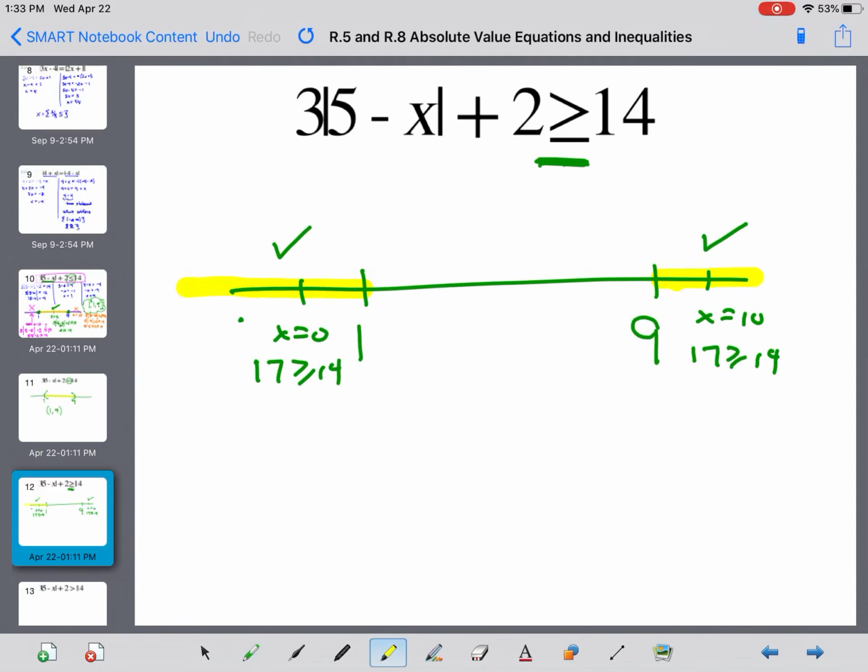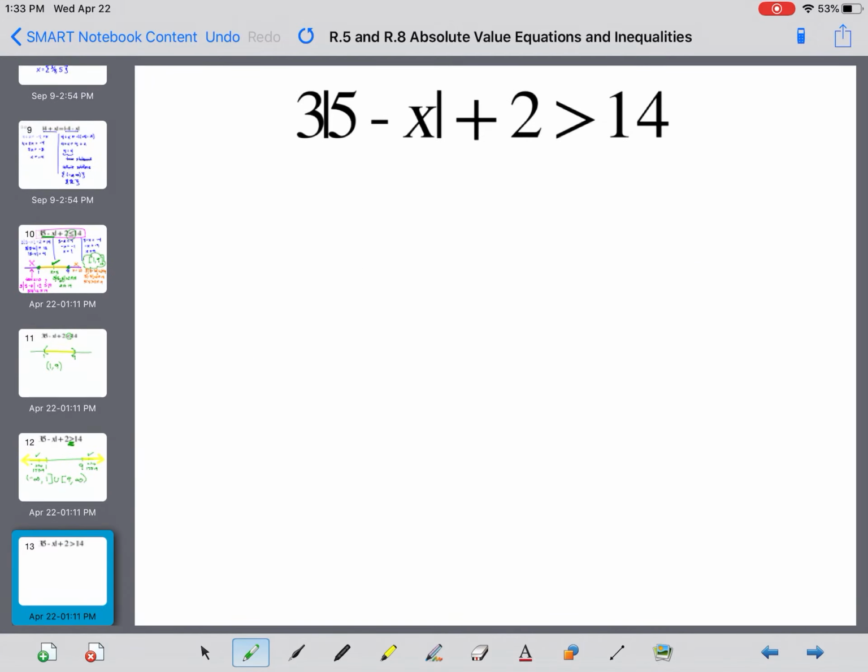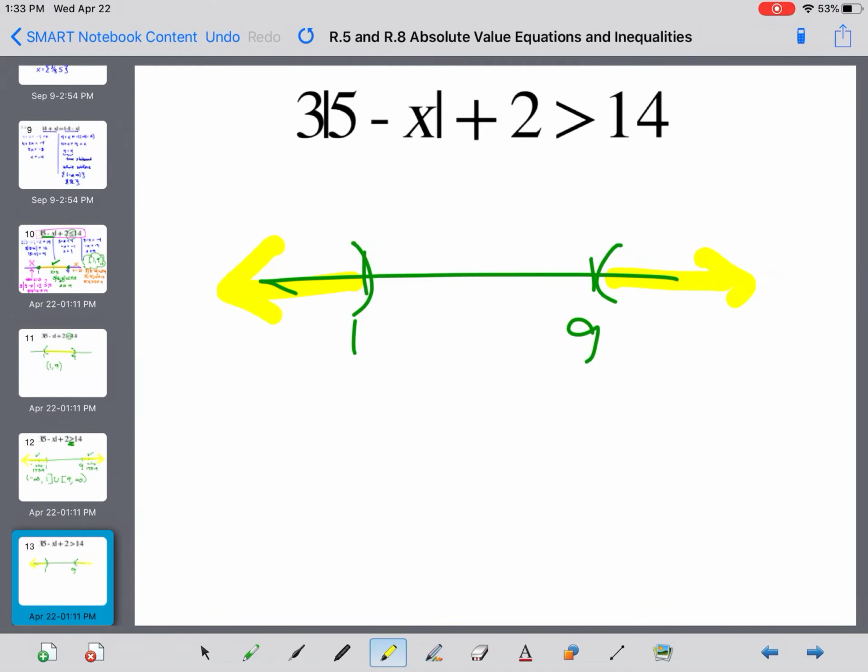So for this case, we're going to be looking at the outsides here of our number line. And then we can write this in our notation. So this would be from negative infinity to 1, inclusive, because it has the or equal to, and then union 9 to positive infinity. So that'd be our solution set there. And then likewise, if it was just greater than with the 1 and the 9, it would not include the 1 and the 9. So my solution set would look like that.